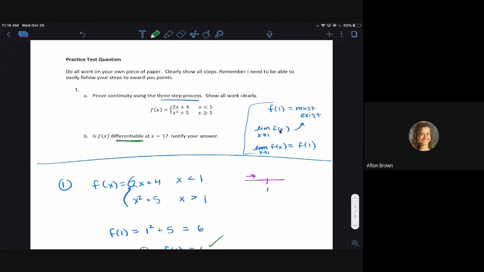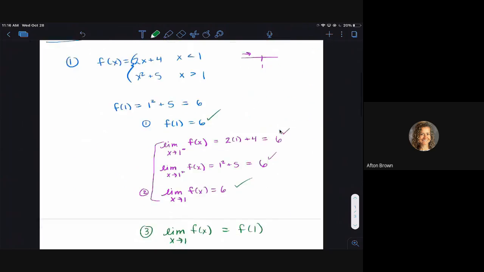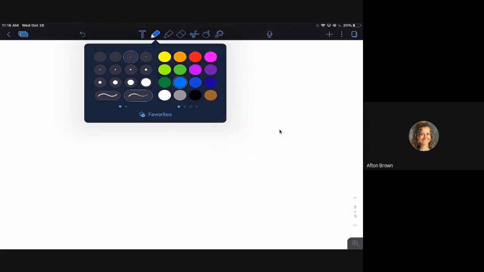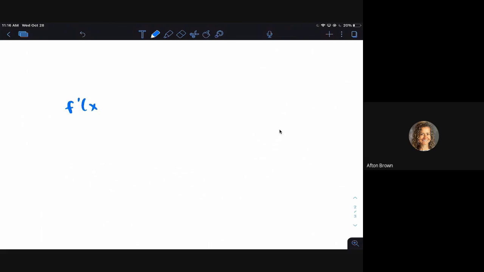If it wasn't continuous, I could stop and say it's not differentiable because the function's not continuous. You wouldn't even have to check anything else. Then to see if it's differentiable, we want to make sure that there's not a sharp turn. So we want to compare the derivative from the left and the derivative from the right. So I would maybe start by finding f prime. Sorry, I screwed it up, but hopefully you guys have it. Let's write, what is f prime? Take the derivative of each piece. What's the derivative of the first piece?